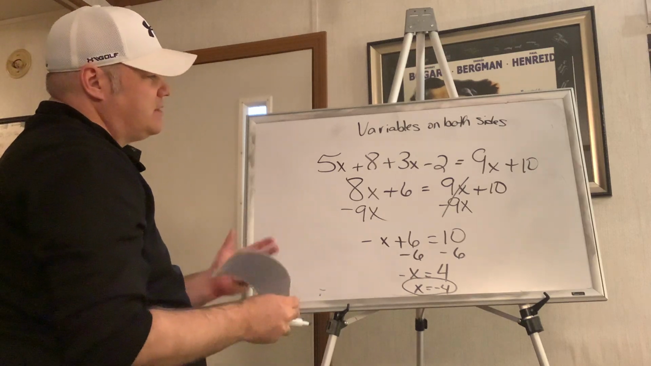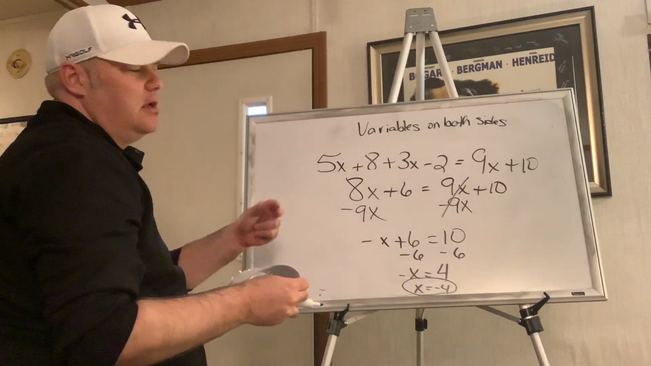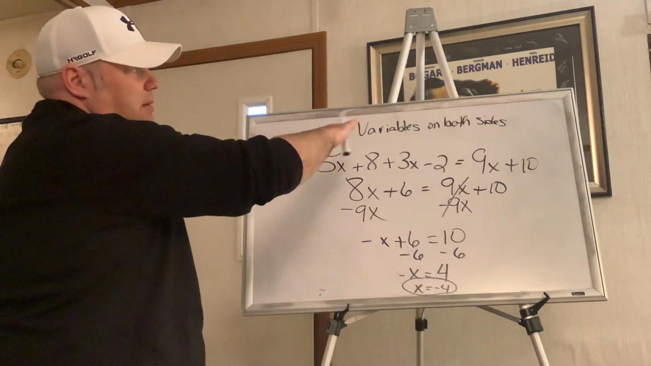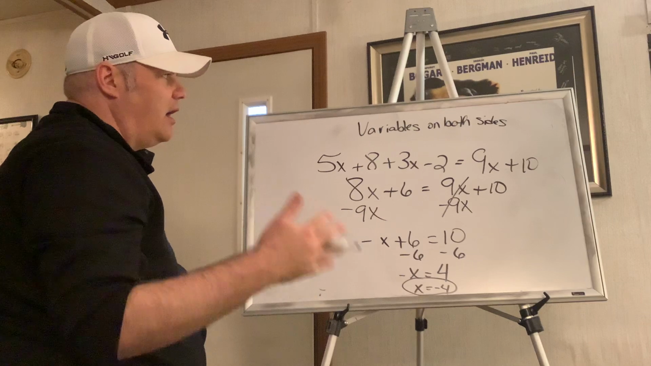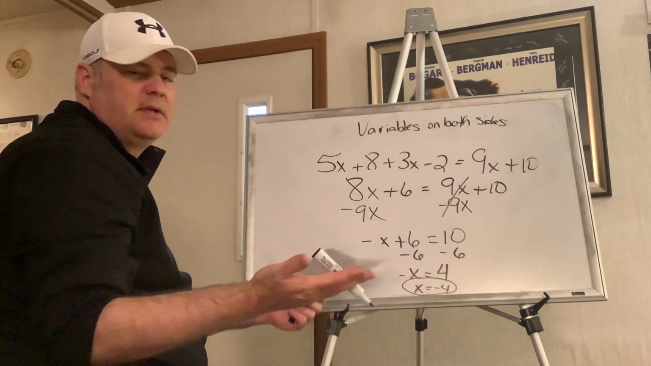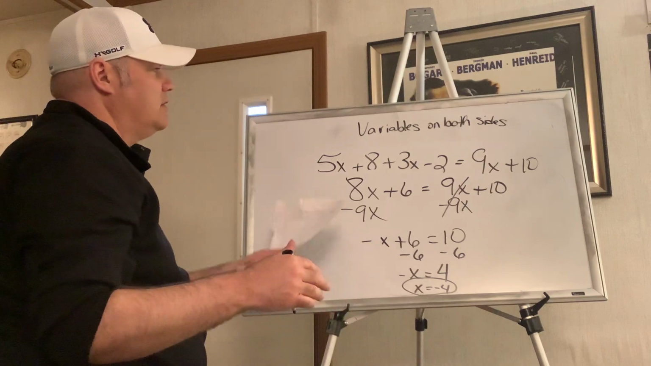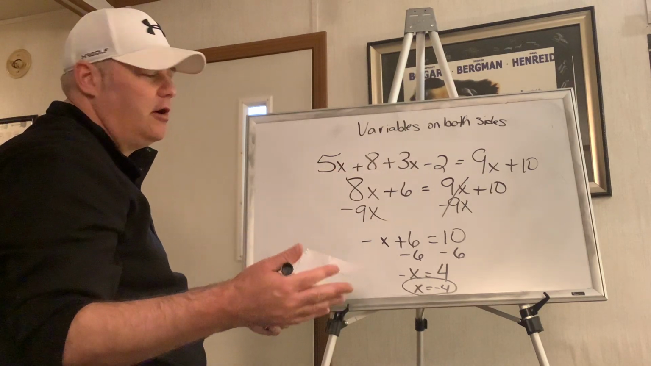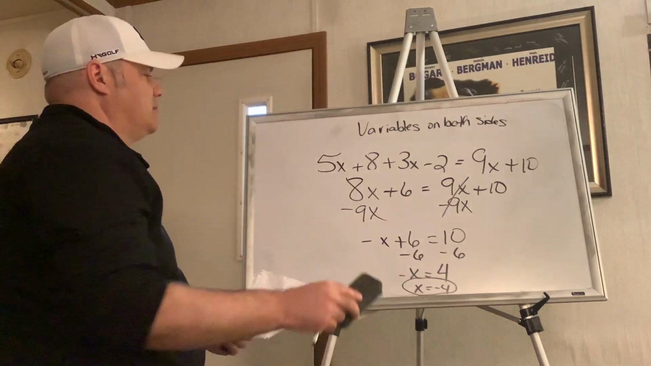Go back through, watch those again, go through them slowly, check them. Another thing you could do is look up variables on both sides, like Math Annex is a good one, Khan Academy, and get some more looks at it. Different explanations sometimes help. And so that's variables on both sides. If you type that in, you'll get plenty of videos and help. Okay, so that's one thing.